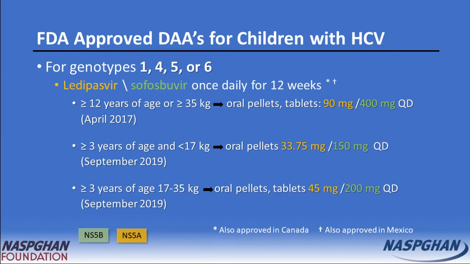But suffice it to say, for the genotypes shown here, 1, 4, 5, or 6, many of these are common genotypes in the U.S. and North America. Ledipasvir and sofosbuvir are approved all the way to 3 years of age. They're either oral tablets or oral pellets that are delivered 1 time a day for 12 weeks. I would also note they're approved throughout North America, including Canada and Mexico.